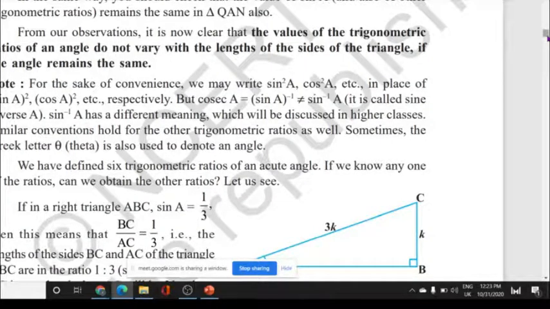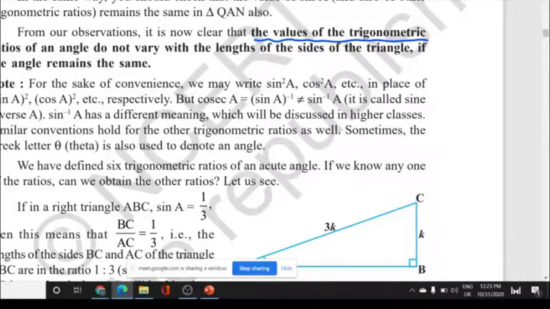Now you see, there is a statement written here. Can you read this? The values of the trigonometric ratios of an angle do not vary with the length of the sides of the triangle if the angle remains the same. I told you, ratio.